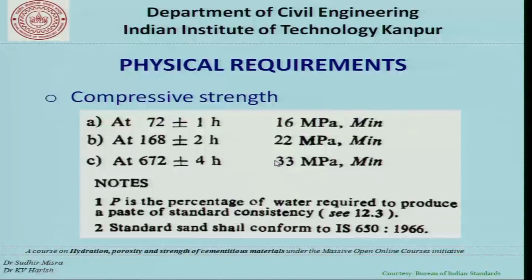So, what is said is that whatever may be the mixture that the Portland pozzolana cement may contain, finally the strength should be at least 33 MPa. That is specified for the lowest cement grade, which is grade 33.